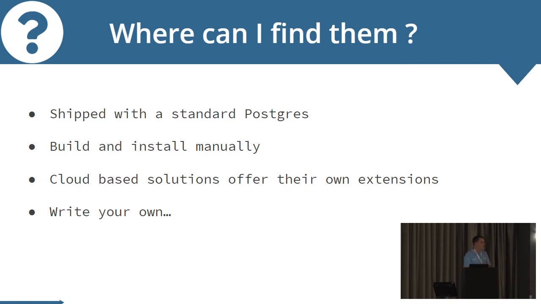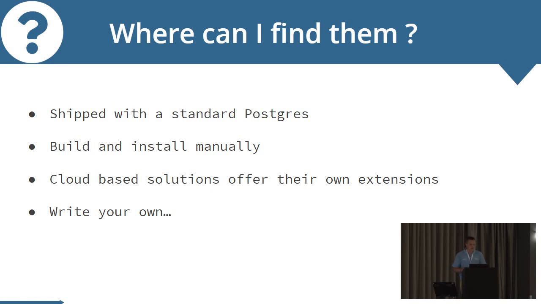So where can you find them? A majority of them are shipped with a standard installation of Postgres that you can find via EDB or BigSQL. They're in the contrib folder, or you can build and install the extensions manually, in which case you would have to download an extension from one of multiple websites.